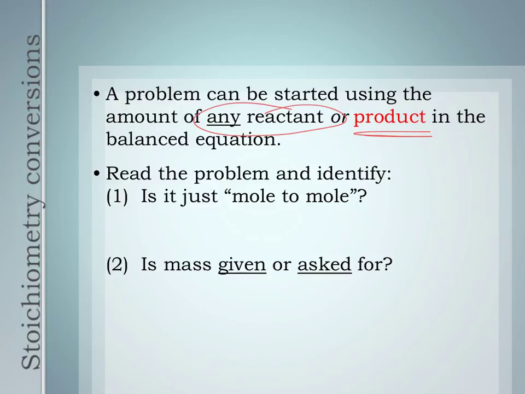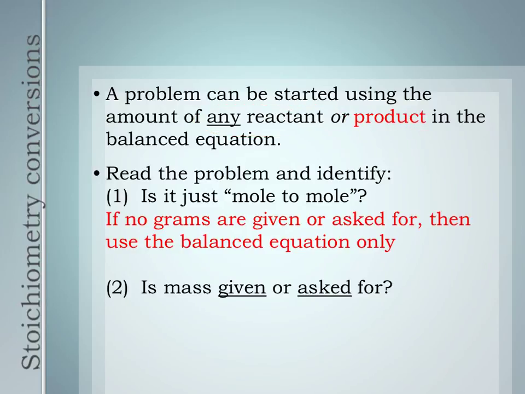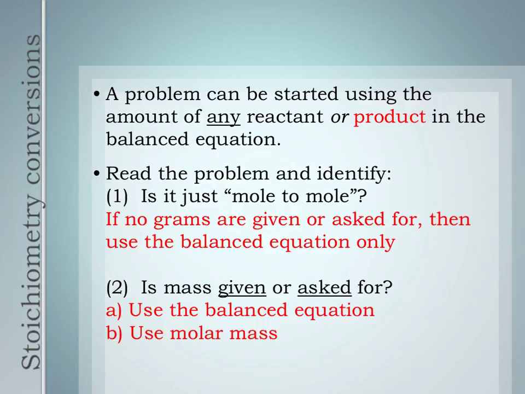Is it just what we call a mole-to-mole calculation? And how would we identify? If there are no grams given or asked for, then I'm only going to use the balanced equation with those mole ratios. If mass is given or asked for, then I'm still going to use the balanced equation. We have to have a balanced equation every time. But I'm also going to use molar mass. I might only need one, I might need more than one. I'm going to let the way the question is worded guide me in making that determination.